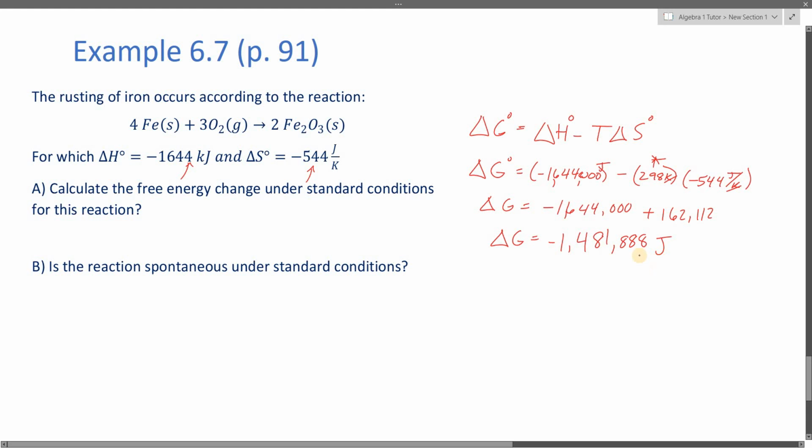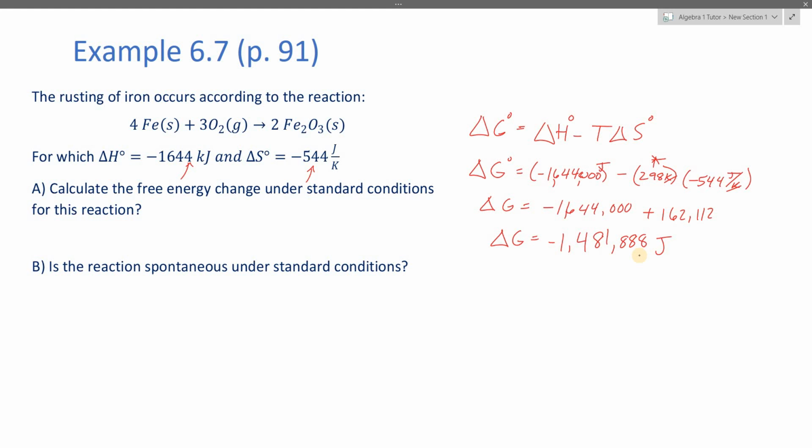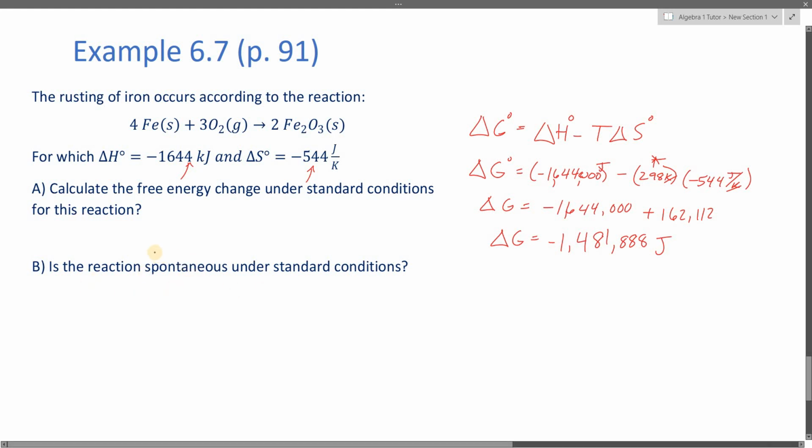And so now the question is, what is the free energy change? Well, the delta value is going to be negative 1482 kilojoules. What I have is fine. I'm not in terms of kilojoules. You can do that if you'd like. Then the question is, is it spontaneous? Well, if this value is negative, we can conclude it is spontaneous.